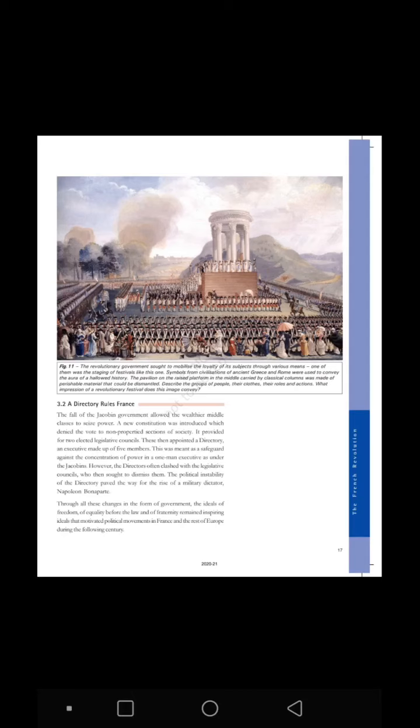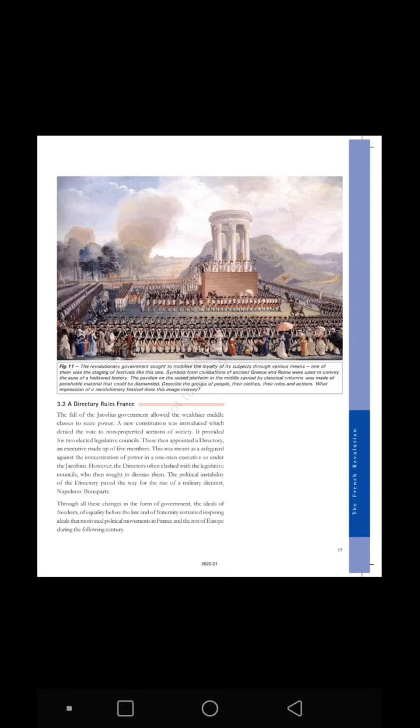This was meant as a safeguard against the concentration of power in a one-man executive, as under the Jacobins. However, the directors often clashed with the legislative councils, who then sought to dismiss them. The political instability of the Directory paved the way for the rise of a military dictator, Napoleon Bonaparte.